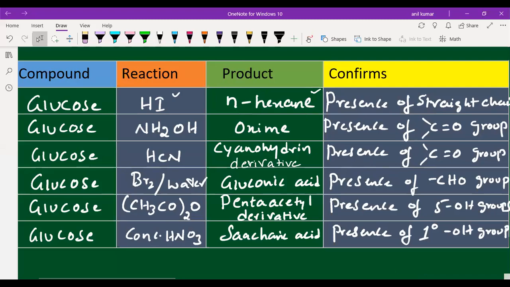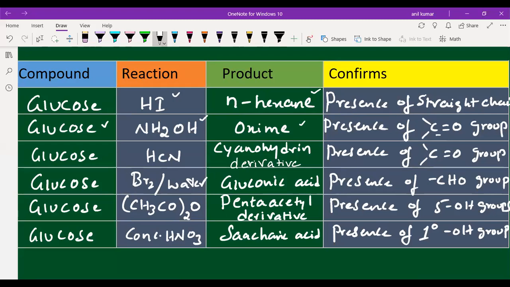Next, the second one: glucose is reacting with which compound? Hydroxylamine, NH2OH. When glucose is reacting with hydroxylamine, what is the product, students? You are going to get a product called oxime. So this reaction confirms that glucose has the carbonyl group.